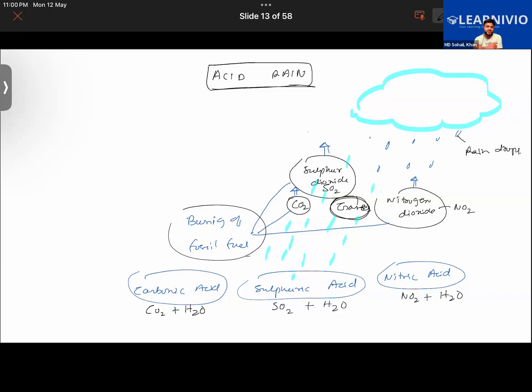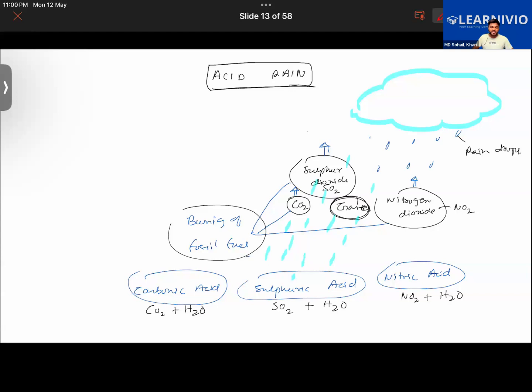It will cause damage to the aquatic animals like the fishes. It will cause damage to the trees, to the crops, to the metal structures, particularly to the stone buildings and the monuments. Even if we were to stand in such a rain, our skin will also be damaged. So it has many harms.